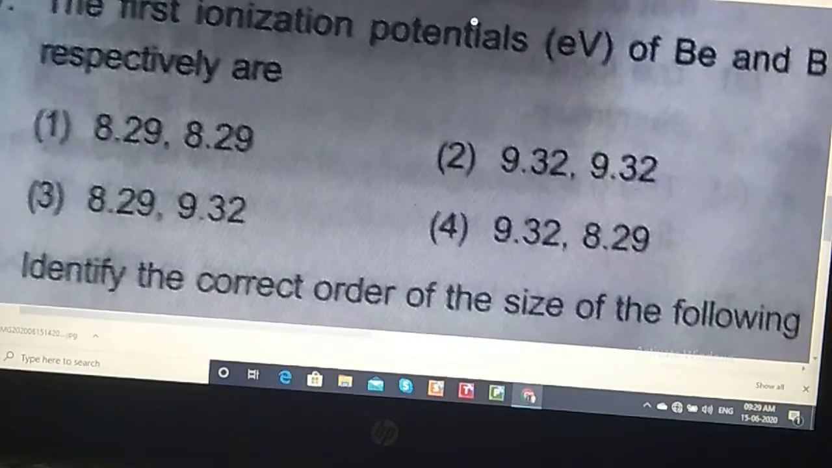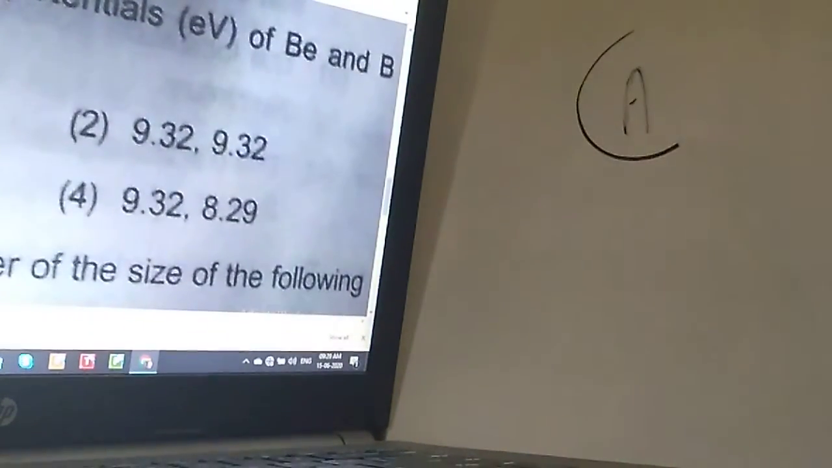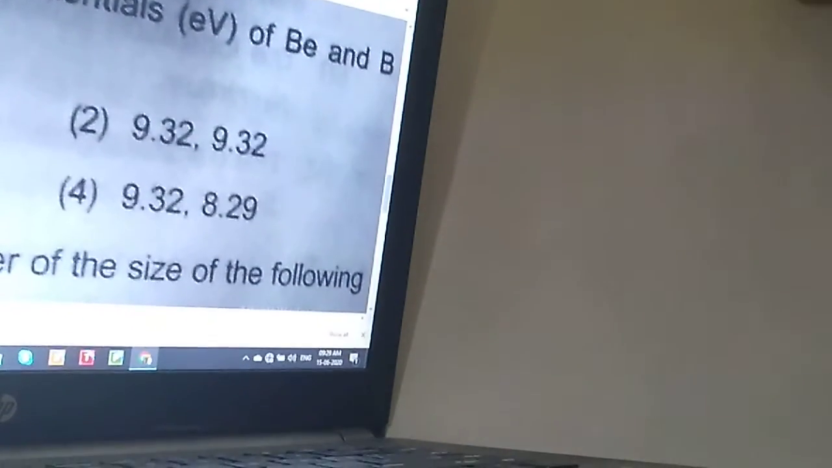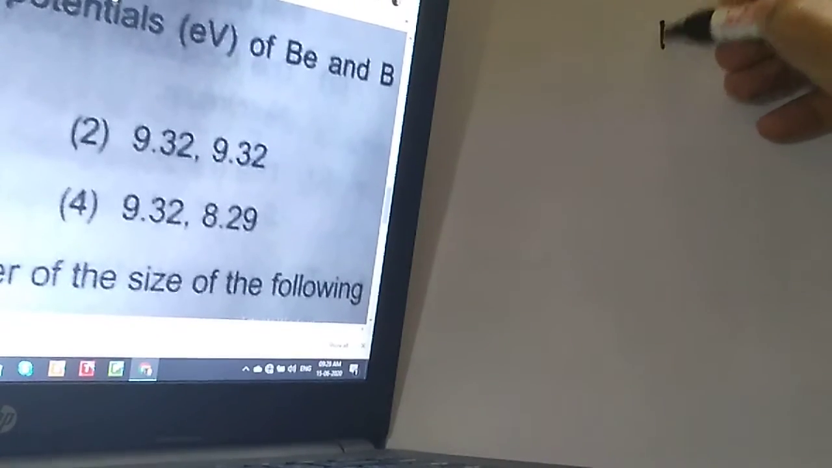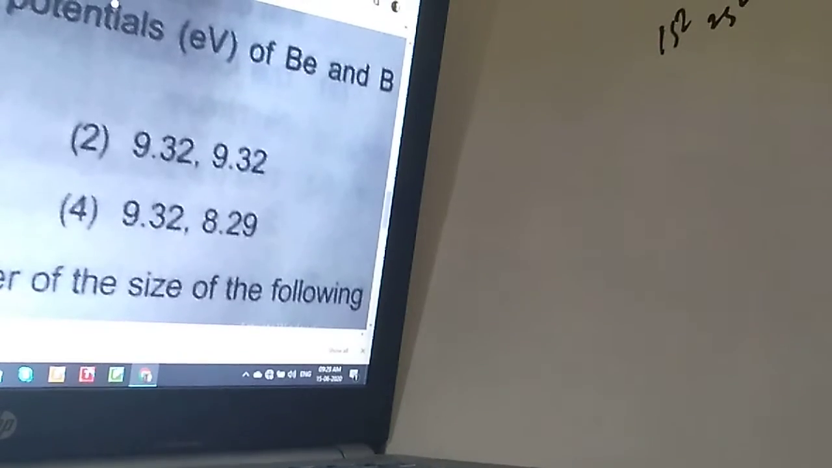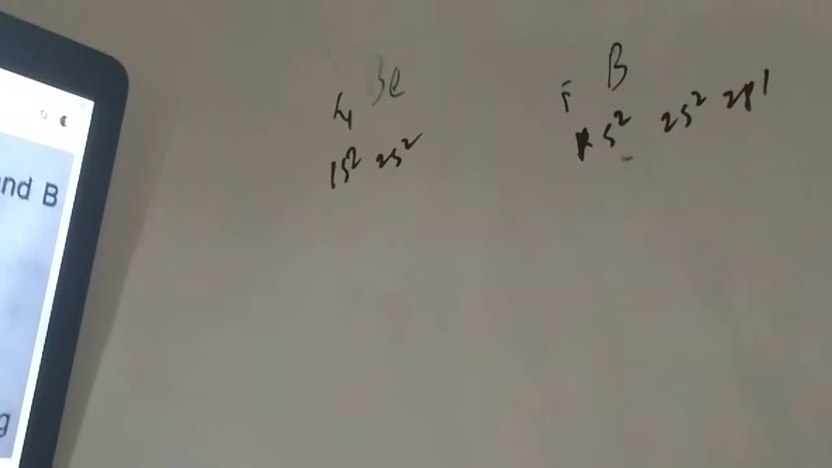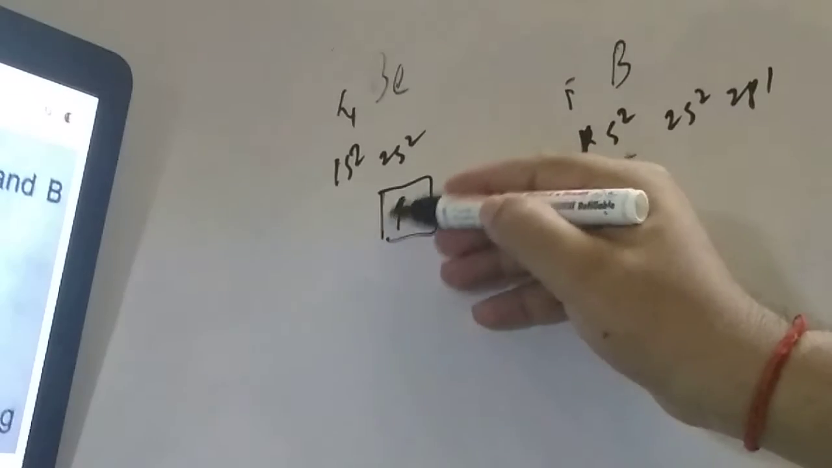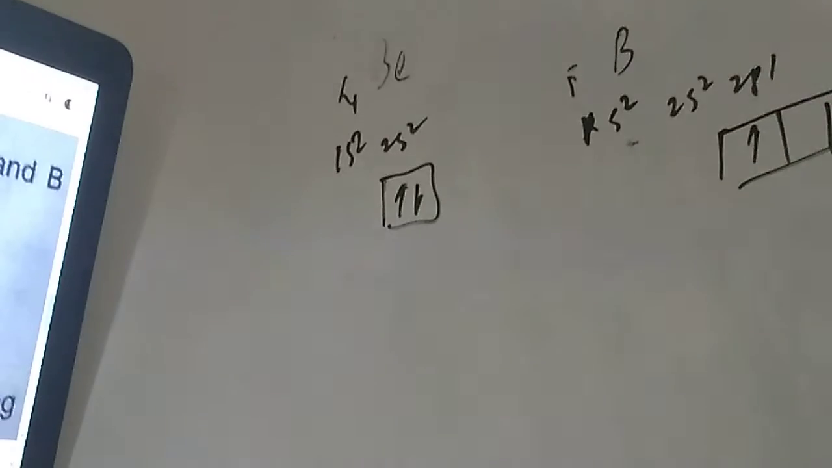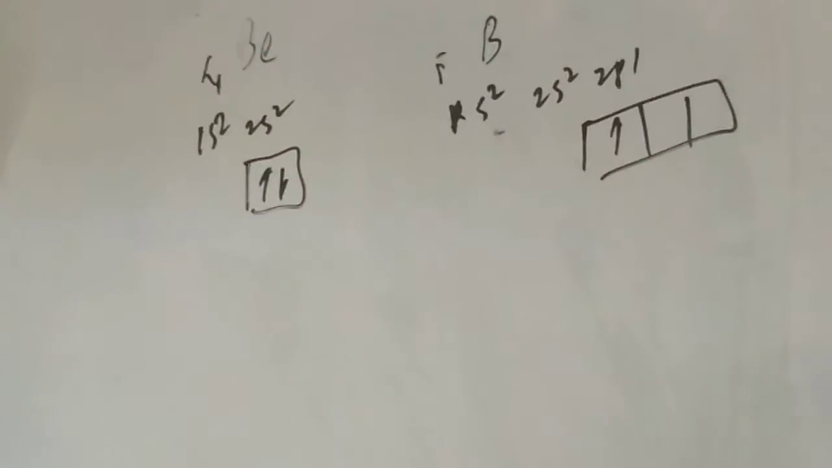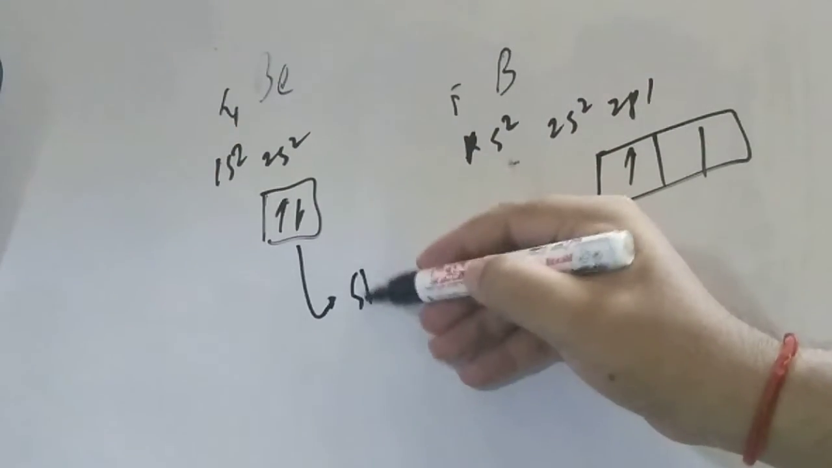Dear student, try to understand this concept a little bit, it is conceptual also. See the beryllium and boron. Beryllium is 4 and boron is 5, so the configuration of beryllium is 1s2 2s2, and boron is 1s2 2s2 2p1. Here beryllium has a stable configuration, and boron has an unstable configuration, neither completely filled nor half filled. So if you are removing an electron from the stable one, it is difficult.